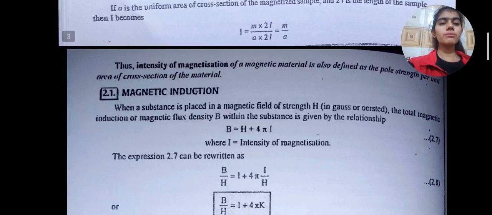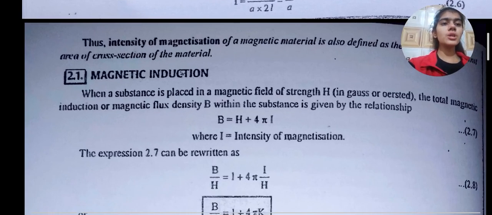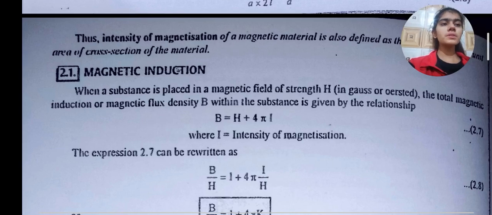Magnetic induction. When a substance is placed in a magnetic field of strength H in Gauss or Oersted, the total magnetic induction or magnetic flux density B within the substance is given by the relationship B = H + 4πI, where I is the intensity of magnetization.